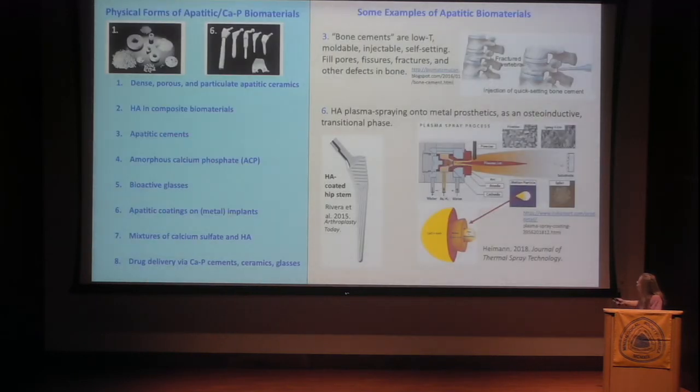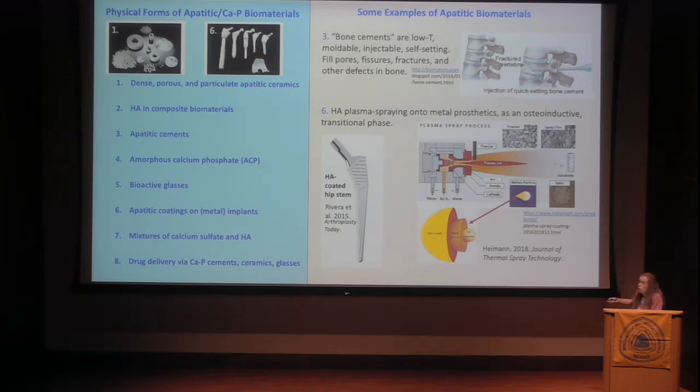So let's take a look at some of these, and the numbers are the same in my list as on the various diagrams. And so we have dense, porous material that can be shaped, and so the ocular implant that John passed around, that would be of this type. We have hydroxyl apatite composites, which means composites with synthetic polymers or with natural collagen. We have apatite cements, absolutely marvelous. These so-called bone cements that are injected into fractures, for instance, in spinal vertebrae. The people who have it tell me the pain goes away immediately.